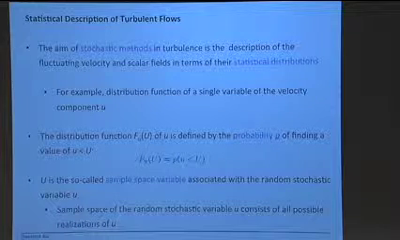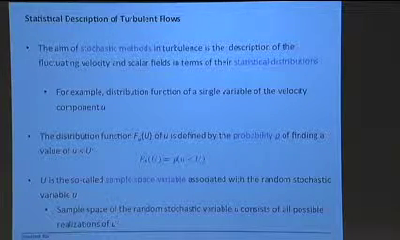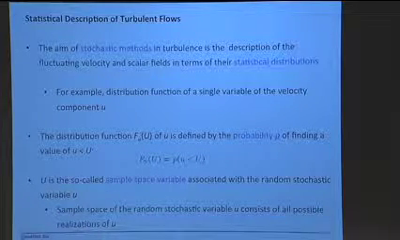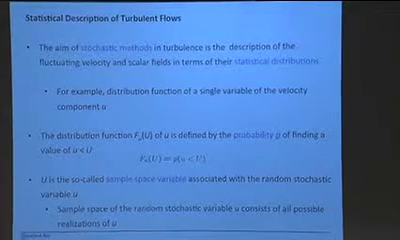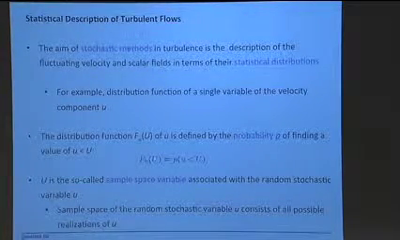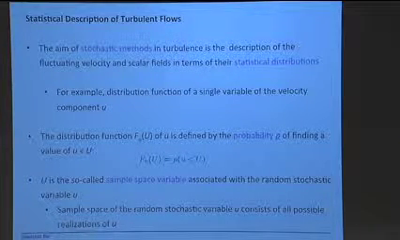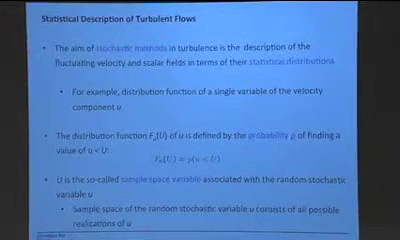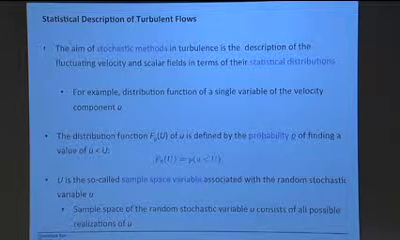You cannot find a velocity smaller than minus infinity. So this is a function of this capital U, which is the value you specify. This is the so-called sample space variable. For each value of u, you get a probability to find the velocity smaller than u. So that's the so-called cumulative distribution function for the sample space variable.